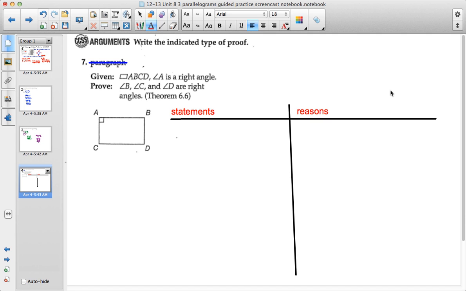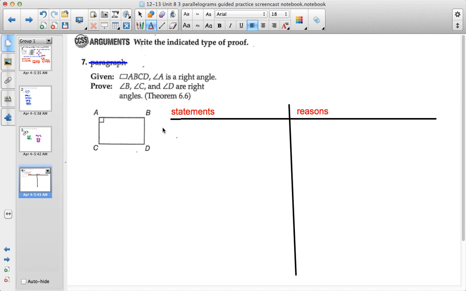So we're given that parallelogram ABCD. In that parallelogram, angle A is a right angle, and we need to prove that angles B, C, and D are also right angles, which was theorem 6.6. If one angle is a right angle, then all 4 have to be right angles. So we can't use that theorem because we're trying to prove that theorem. So we're going to have to use other theorems that we know to prove it.